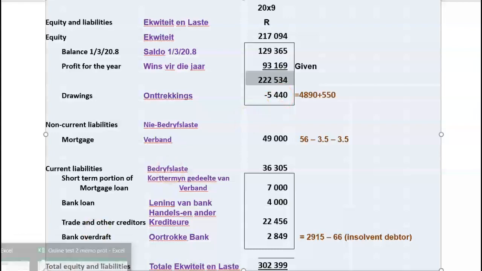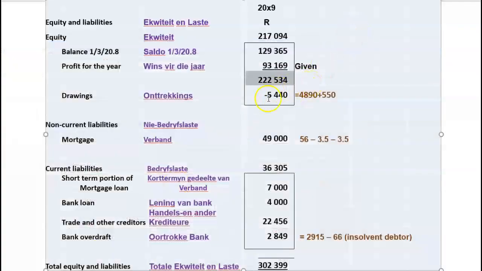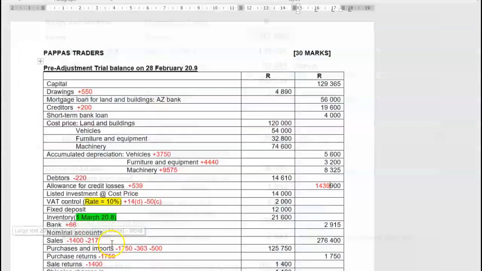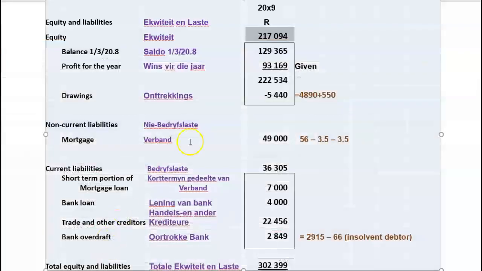Then we're going to deduct our drawings from that amount. So our drawings was the 4,890 plus the 550, which will give us then 5,440. So net equity at the end of the period will be equal to 217,094. The non-current liabilities, that would be my mortgage bond. Now, remember we had the two loans. We had the mortgage bond and we had a bank loan. Now, they tell us here it's a short-term bank loan. Because it's a short-term bank loan, it's not going to form part of our non-current liabilities. So only our mortgage of 56,000 will form part of our non-current liabilities. But now remember, we have to transfer the short-term portion of the long-term loan to current liabilities.